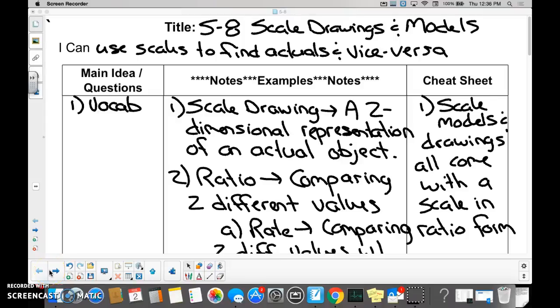Shape, scale drawings and models. I can use scales to find actuals. So we now have scales, scale models, and scale drawings, and we can use them to find actuals, and we can use them to find drawings or representations, right? Well, I hope so.